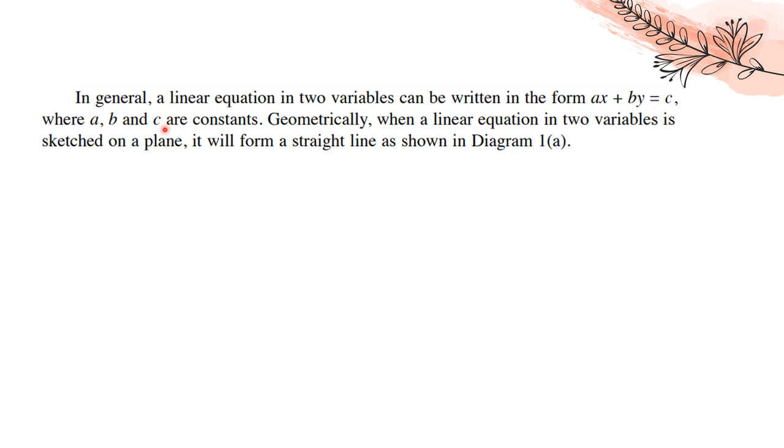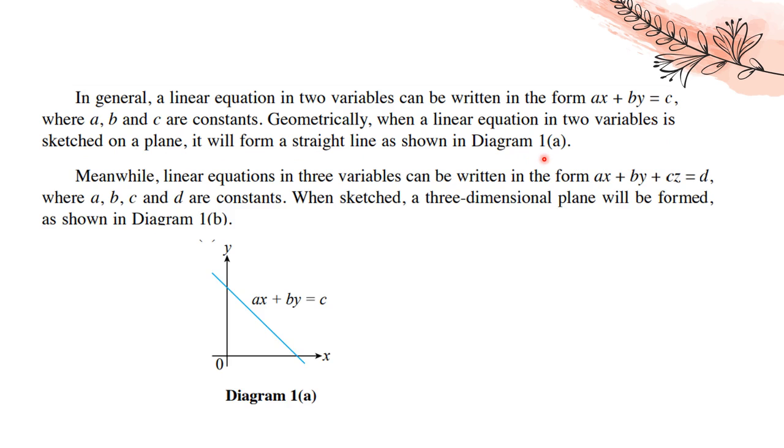Okay, in general, a linear equation in two variables can be written in the form of ax plus by is equal to c, where a, b, and c are constants. Geometrically, when a linear equation in two variables is sketched on a plane, it will form a straight line as shown in diagram 1a.